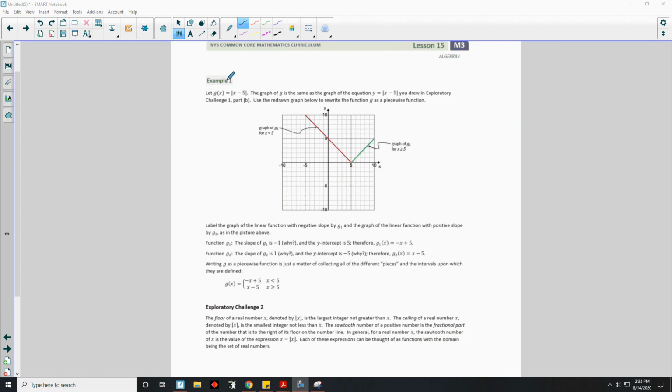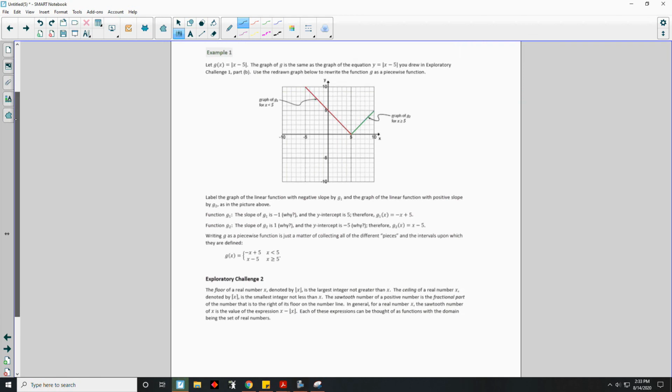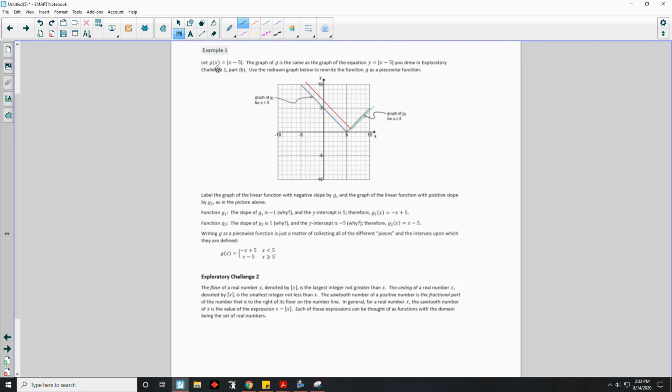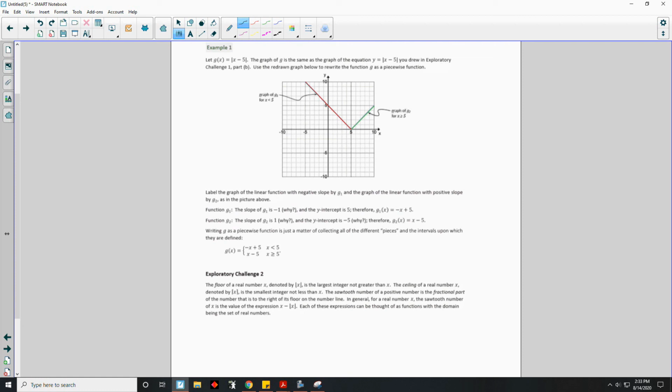Okay, page 4 brings us to example 1. Let g of x equal the absolute value of x minus 5. The graph of g is the same as the graph of the equation y equals the absolute value of x minus 5. So they're basically telling you right there that g of x is the same as y. You drew in exploratory challenge 1 part B.